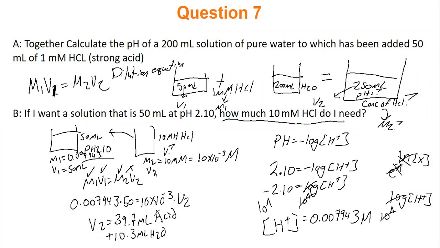So in my mind, I'm just saying 39.7 plus what equals 50. And that should be 10.3 to get my final volume. So in essence, what you would do in the lab is measure 39.7 milliliters of your HCl solution, pour that into a new flask, add 10.3 milliliters of water, and mix.